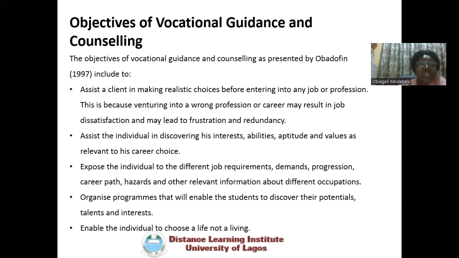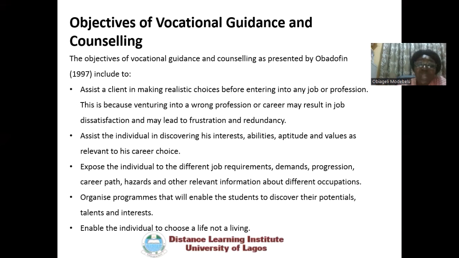Then it also helps to expose the individual to different job requirements, demands, progression, career path, hazards, and other relevant information in these jobs. For example, a student comes to you and wants to be a medical doctor or a nurse. He knows he will be seeing cadavers, dead bodies, blood, and people that are in trauma or in serious conditions. Will he be able to stand that? So you have to explain all these things to that particular client.